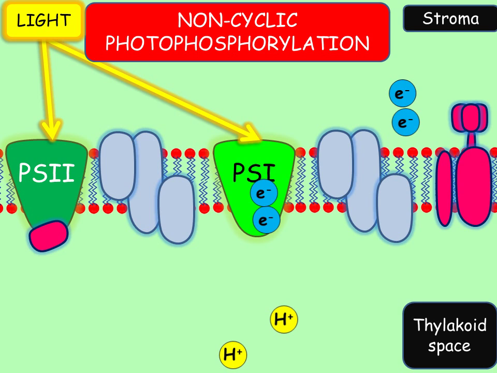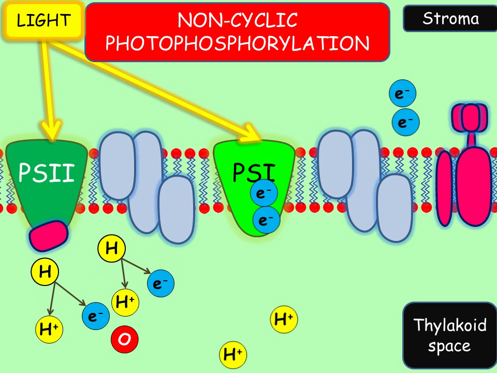Where do these come from? Well, these actually come from the splitting of a water molecule. The enzyme, which is associated with photosystem 2, splits the water molecule into an oxygen atom and two hydrogen atoms. The hydrogen atoms are further split into electrons and hydrogen ions, and it's these electrons which will replace those that left photosystem 2 in the first place. The oxygen atom will combine with another oxygen atom to produce O2, and this is where the oxygen in photosynthesis actually comes from.